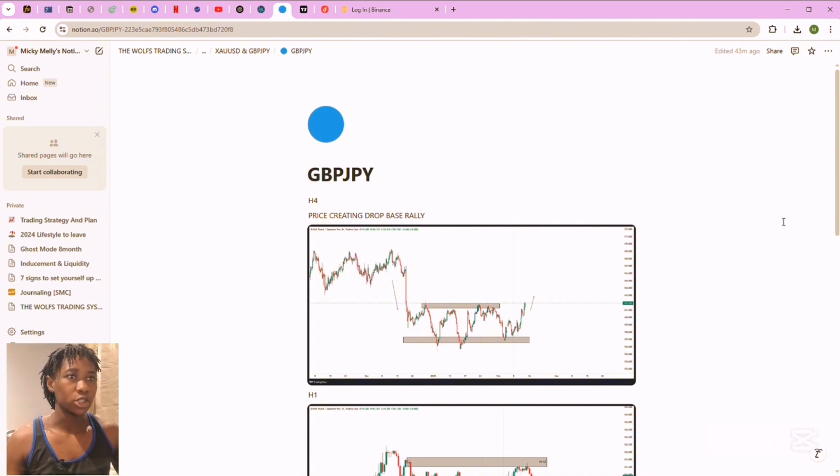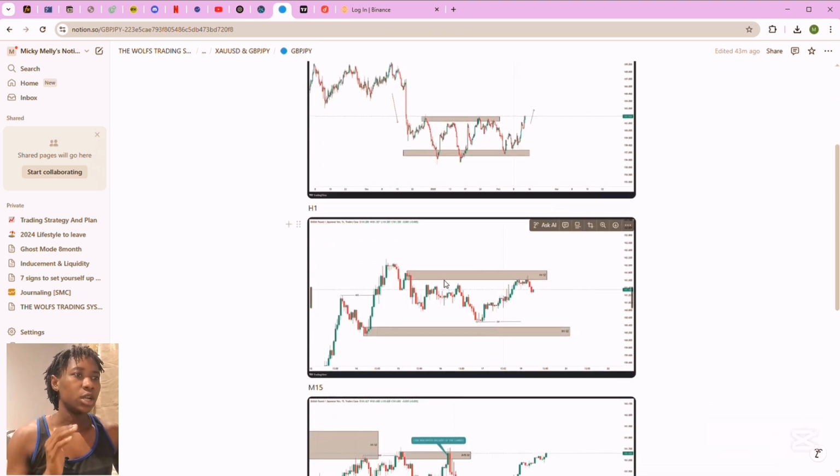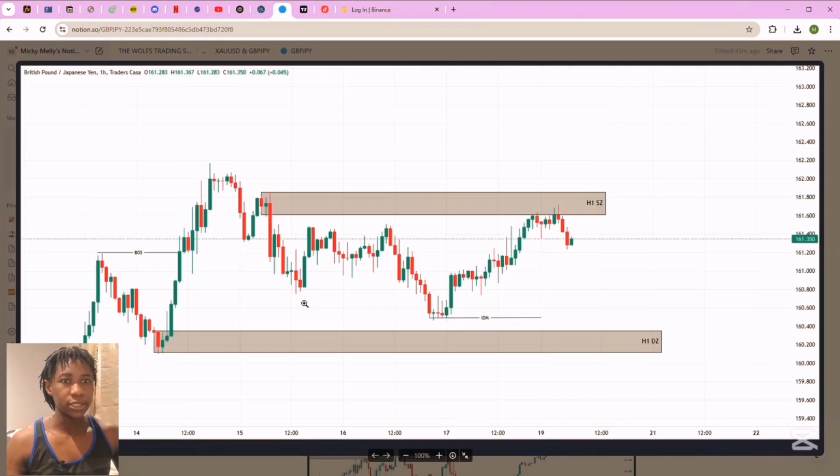Once I saw that, I dropped down to the 1 hour time frame, took the most recent break of structure, and this was the break of structure I saw. This was what I was looking out for. I took that low as an IDM, and price was just respecting that supply zone.